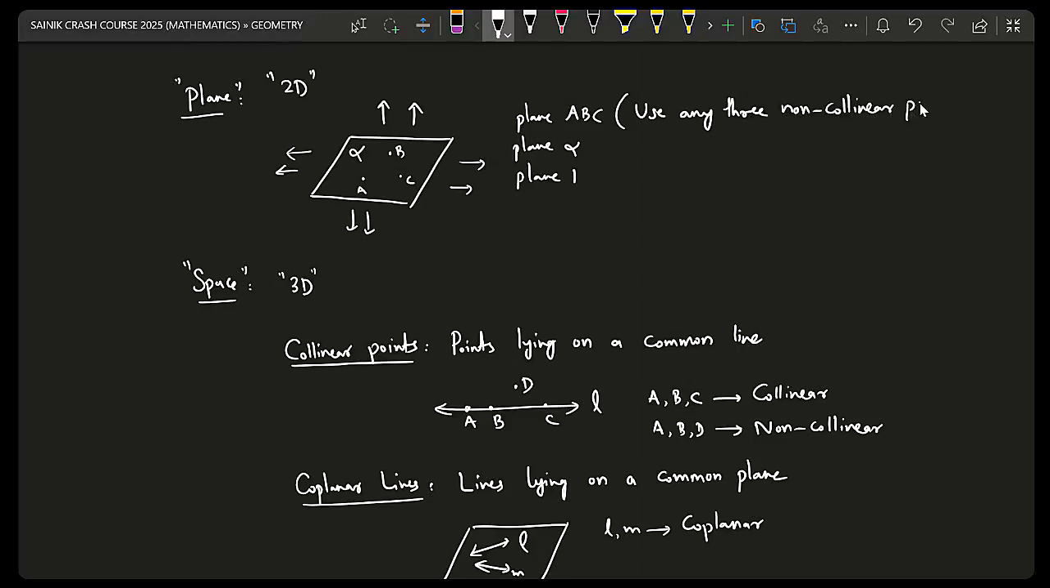Sir, what is that symbol after that? This is alpha. This is the first alphabet in the Greek letters. Alpha, beta, gamma, some Greek letters will be there. Okay.